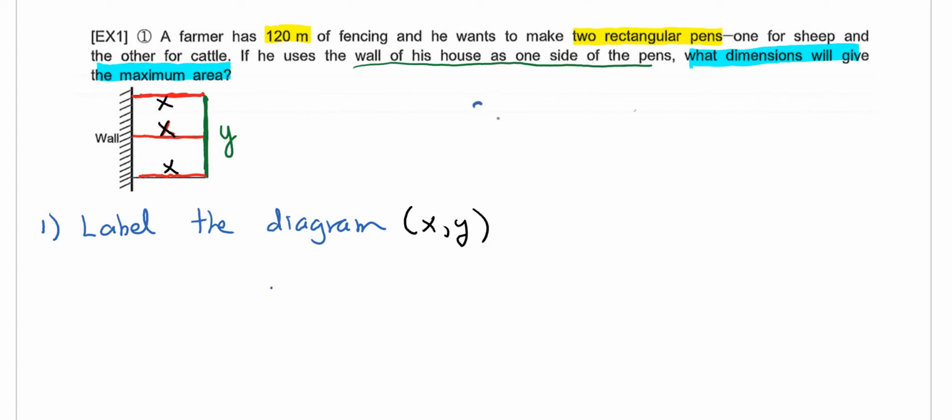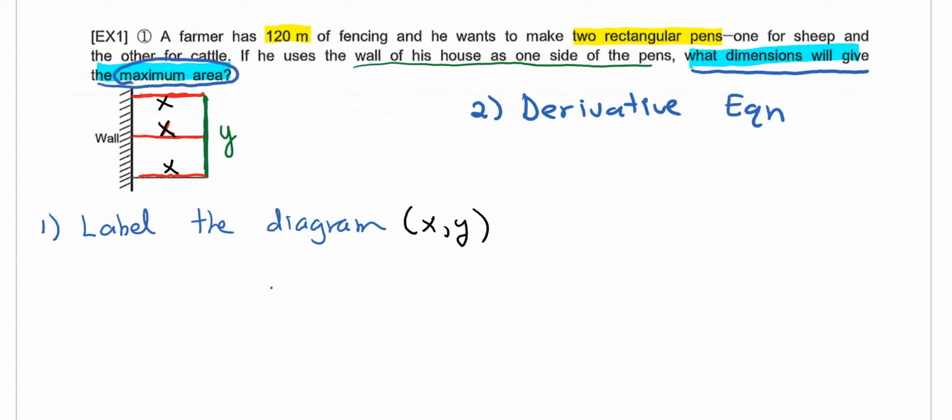For step number 2, you want to find a derivative equation. Usually the derivative equation can be found in the last sentence. If I take a look at the last sentence here, what dimensions will give the maximum area? If you want to maximize or minimize anything, you need to take the derivative. So how do I find area? Look at the diagram right here. The diagram is simply a rectangle, and ask yourself, what is the area of a rectangle? The area of a rectangle is length times width.